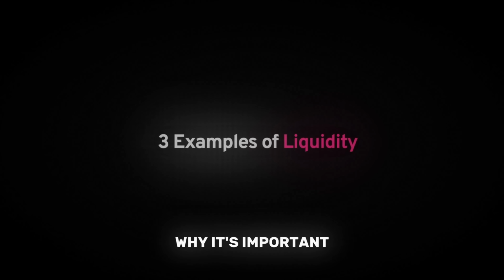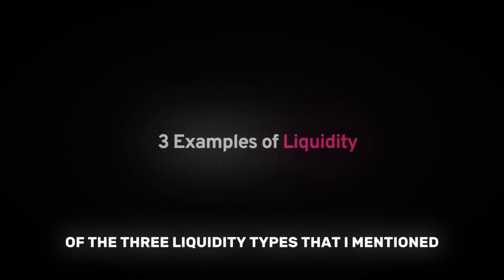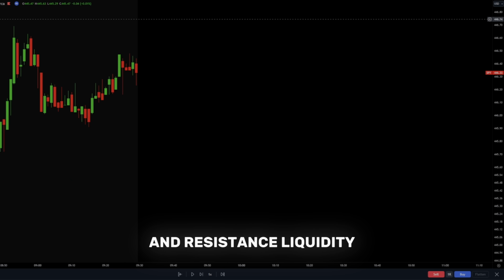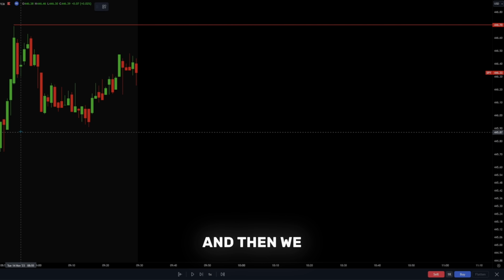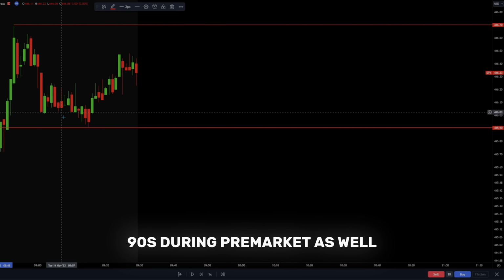Now that I've helped you understand what is liquidity, why it's important, how it ties into volume and trading strategies, let's go look at 3 real examples of the 3 liquidity types that I mentioned. Here we are on SPY. This is going to be the support and resistance liquidity. And what we're looking for here is this pre-market high resistance. And then we see this level of support being formed at 445.90 during pre-market as well.